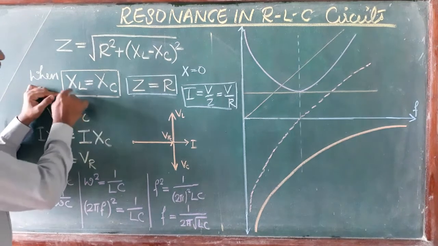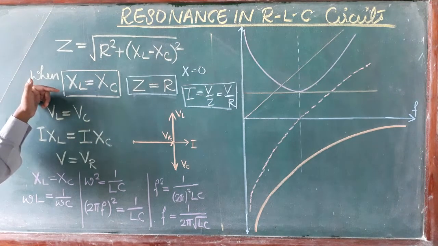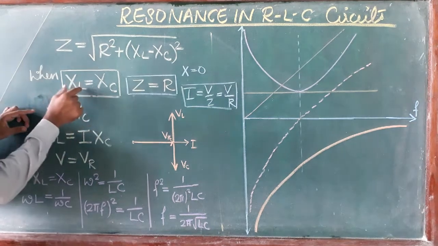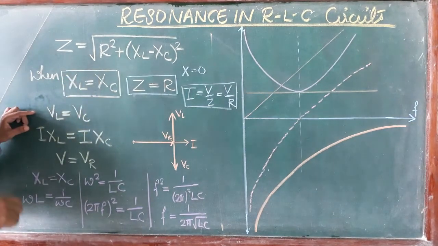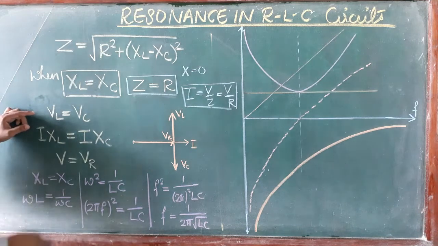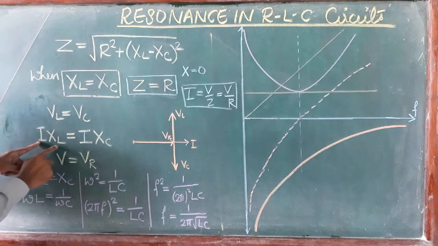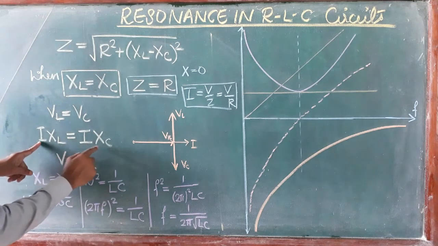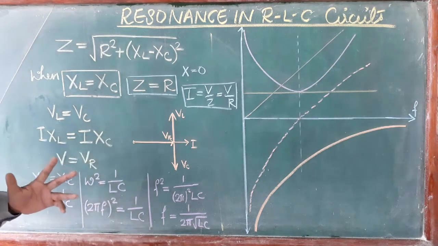So this condition, XL equal to XC, is known as the resonance condition of the series circuit. The same current flows through the inductor and the capacitor, so we can say VL equals VC. VL equals I into XL, which equals I into XC. Both are the same voltages but in opposite directions.